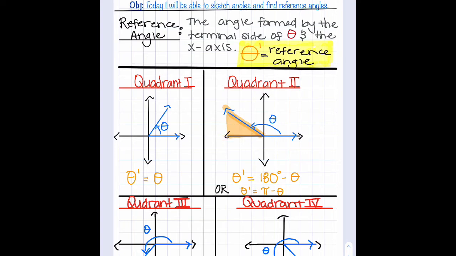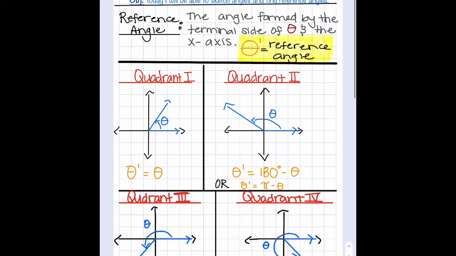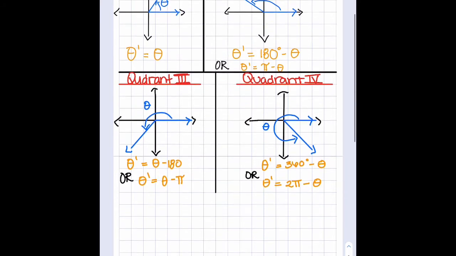Let me erase some of this stuff. So let's say you land here. What I mean by land is this piece here. If you land in this quadrant, then you should apply these rules here. Well, it depends. Are you in degrees or are you in radians? If you are in degrees, then you would subtract your original theta from 180 like they do here. That's the rule. I know I highlighted a lot, but let's keep going. I will come back to quadrant 1 in a second.